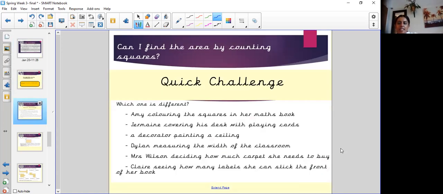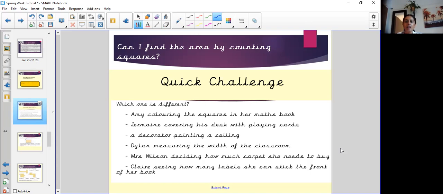It says which one is different. Let's have a read of which one might be different. Remembering that we're thinking about area. Area is the space within the shape. So I've got maybe my phone here. There's a space inside of this shape. That is the area.